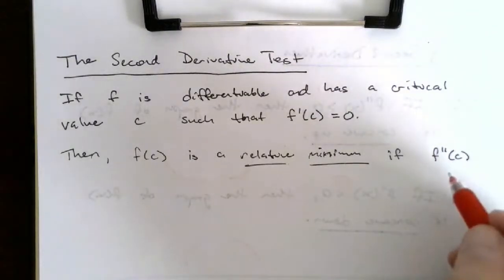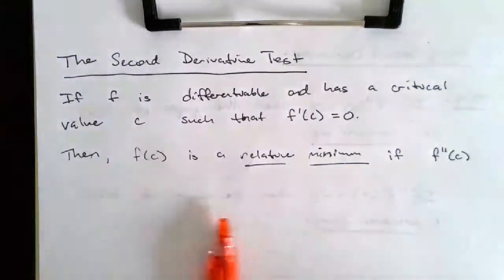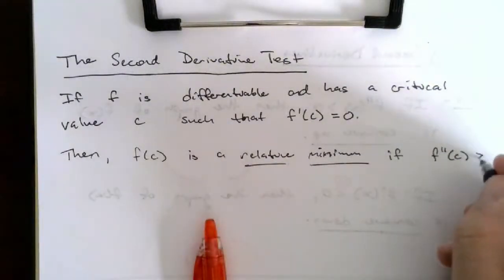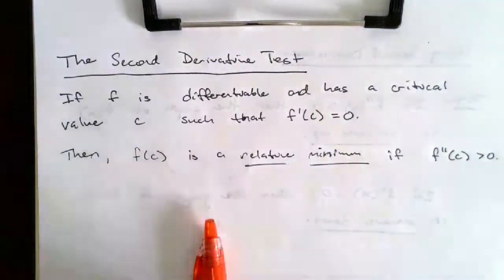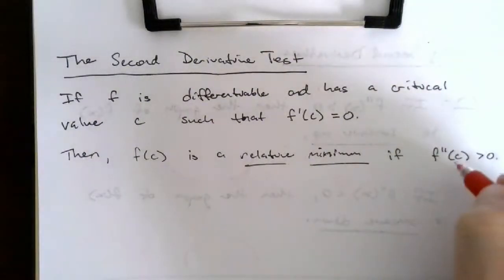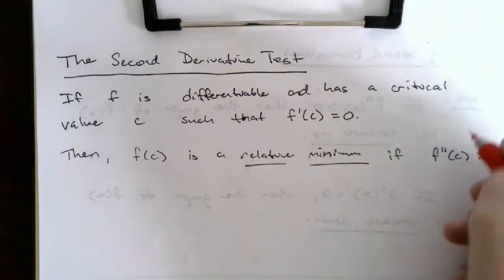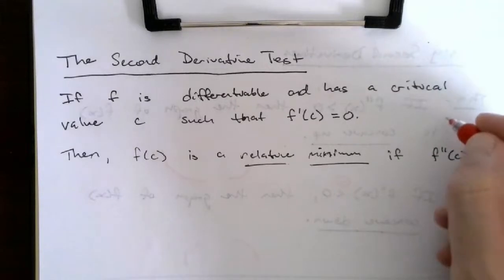But if f double prime of c was positive, which is really what this is going to say, so f double prime of c is greater than 0, think about what this means. It means when you sub in the critical value to here, you're going to get a positive value for your second derivative. A positive second derivative tells you you're concave up.